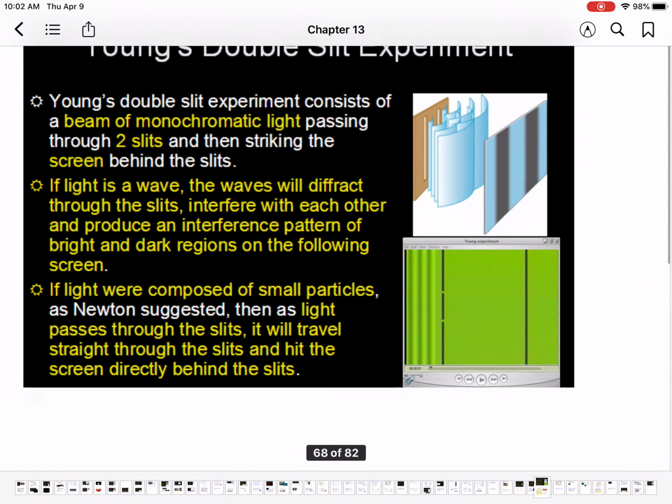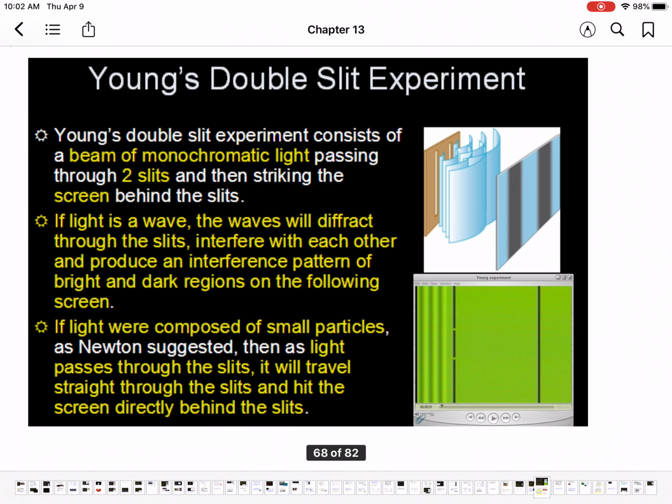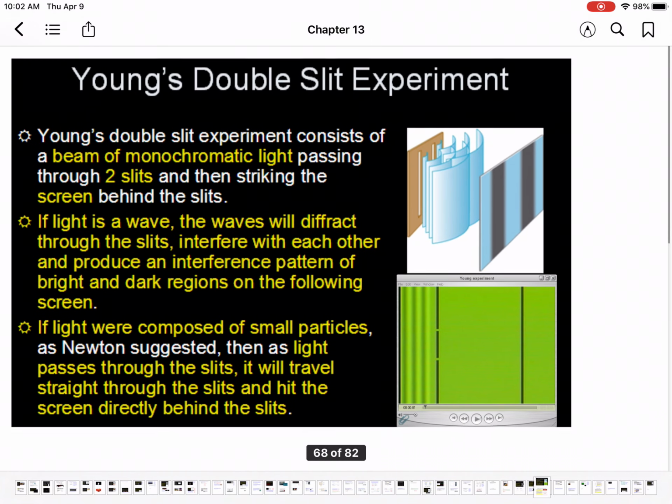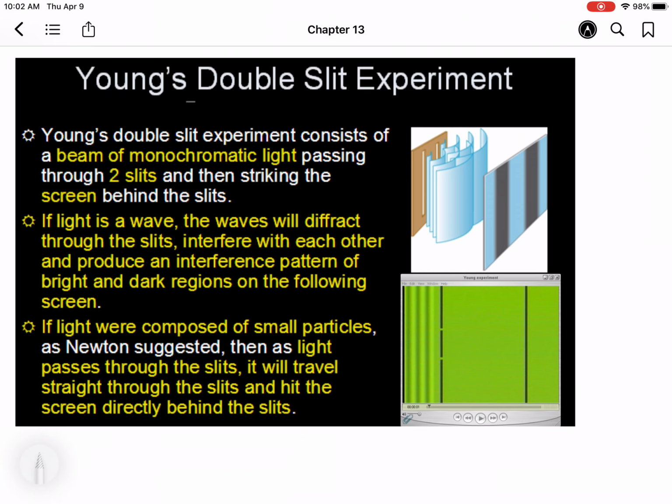So Young decided to do the double slit experiment. This is probably one of the experiments you would see on the diploma. You would see me test on it lots, and you'd have to know quite a bit about this experiment and understand it, because this is the number one way they proved definitively that light is a wave. There were ideas that light was a wave, but this proves it definitively.